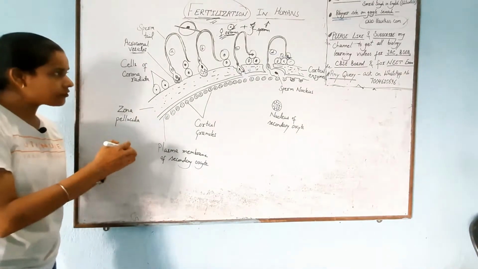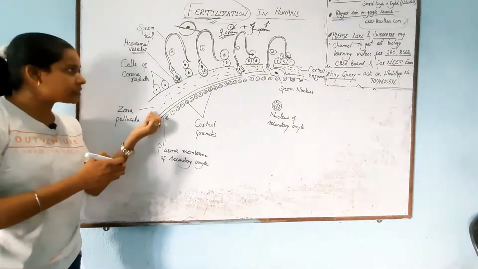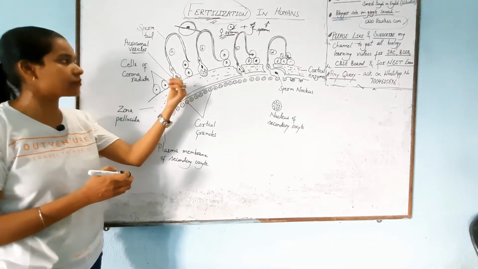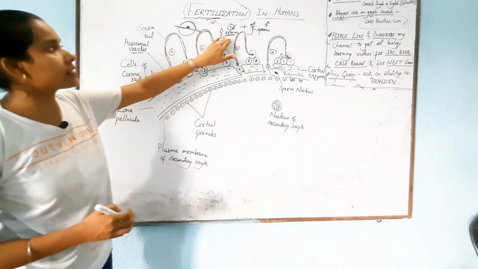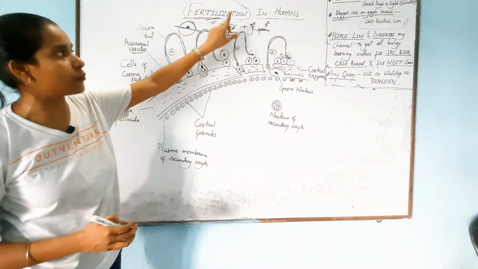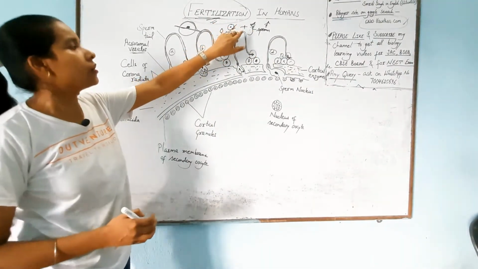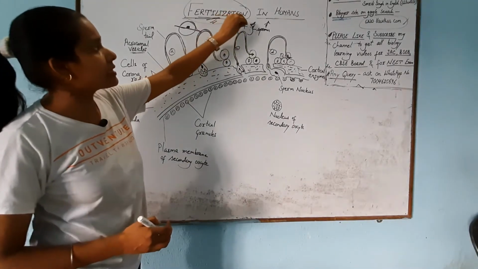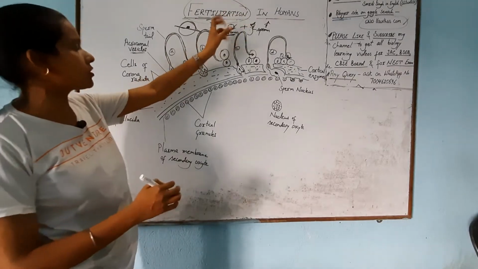Whenever fertilization occurs, we know where it occurs, as I taught you in the last video. Fertilization means the sperm fuses with the ovum. This process occurs in the fallopian tube of the female in humans, and there it is fertilized and the zygote is formed.